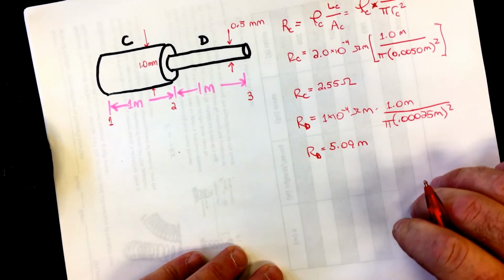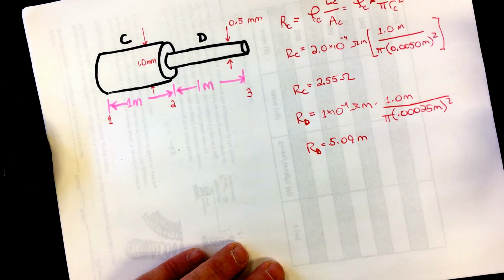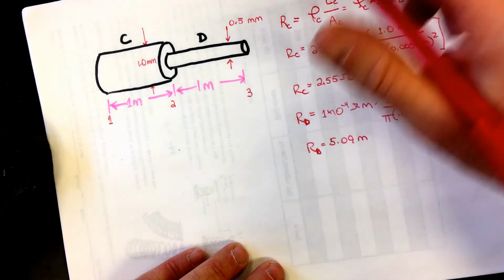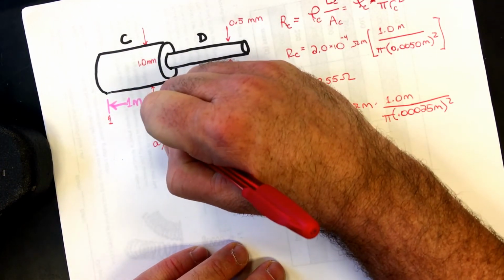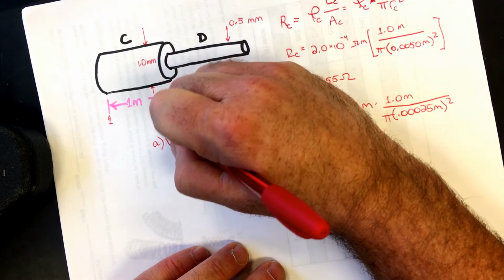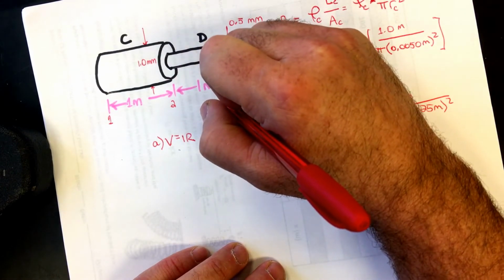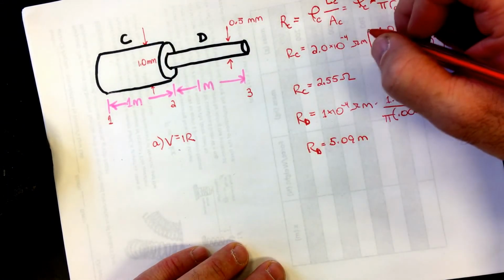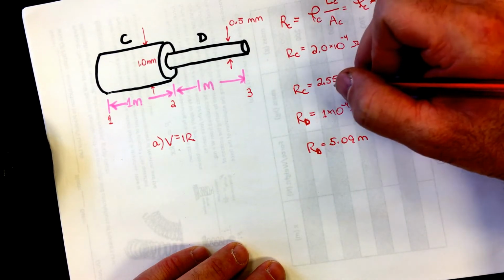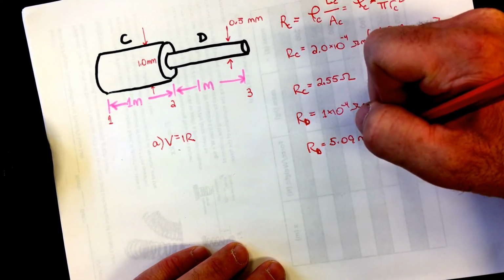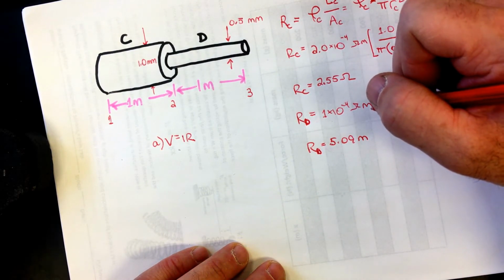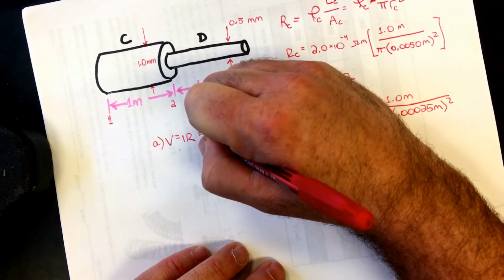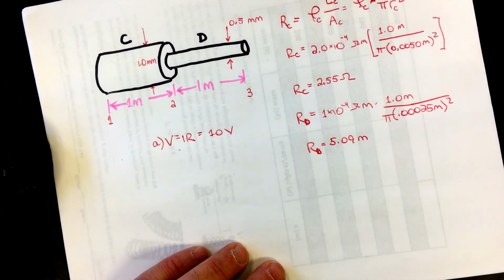Now we know the resistance across those segments, so we can find the potential difference by just using Ohm's law, V equals IR. The answer to part A is V equals IR, where I is 2 amps, and the resistance is 2.55 ohms plus 5.09 ohms across both of those. That's a total resistance. We get about 10 volts for the potential difference here.